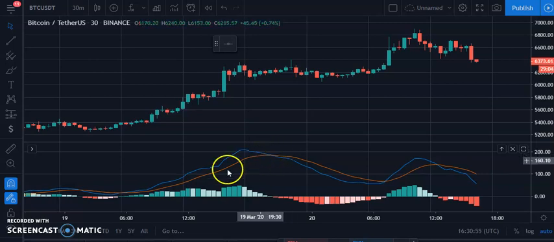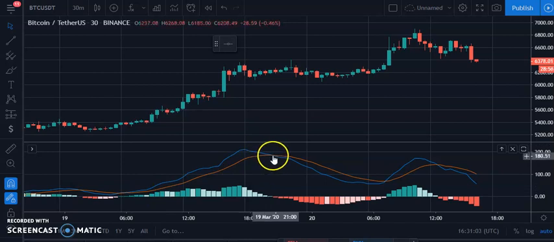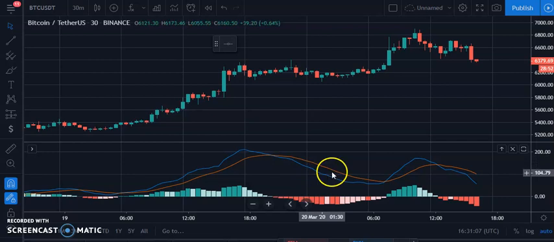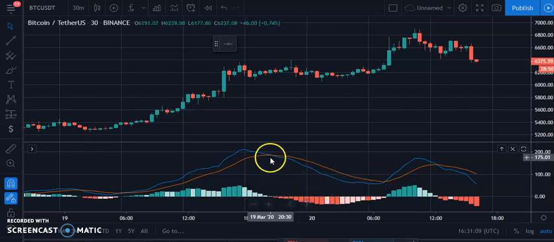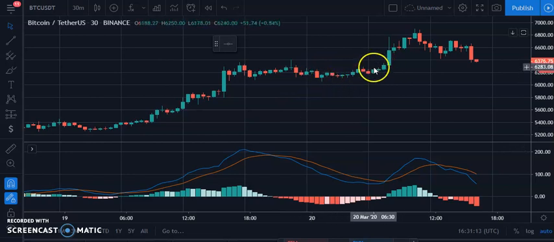So just know that when the MACD line crosses above the signal line, it is a good time for you to buy. Then when the MACD line crosses below the signal line, it is a good time for you to sell. You can see what happened here. It crossed below and price kept on falling. You can follow the chart as well.